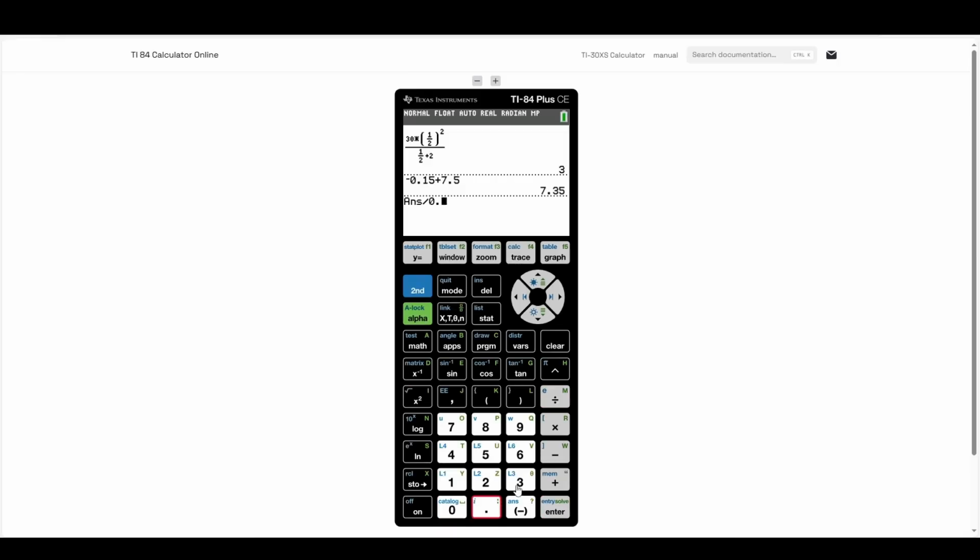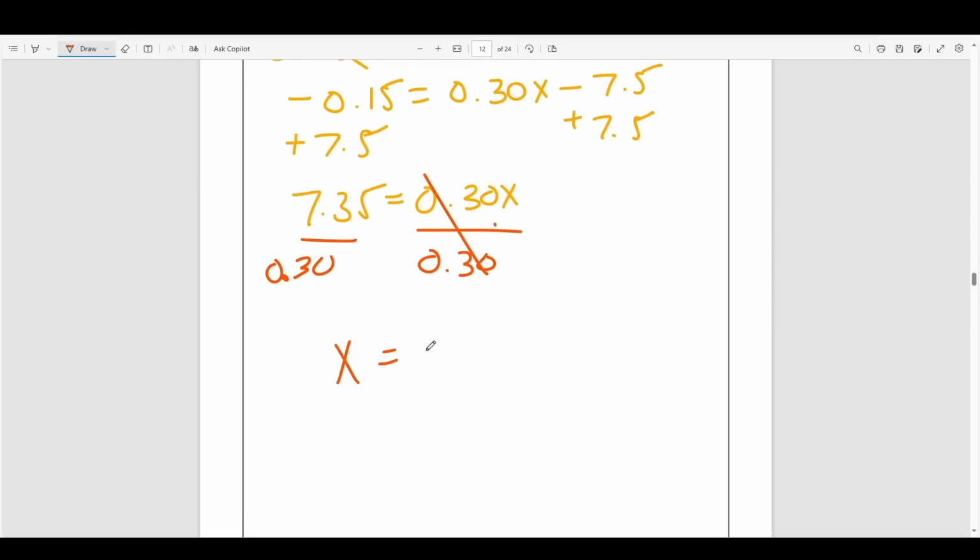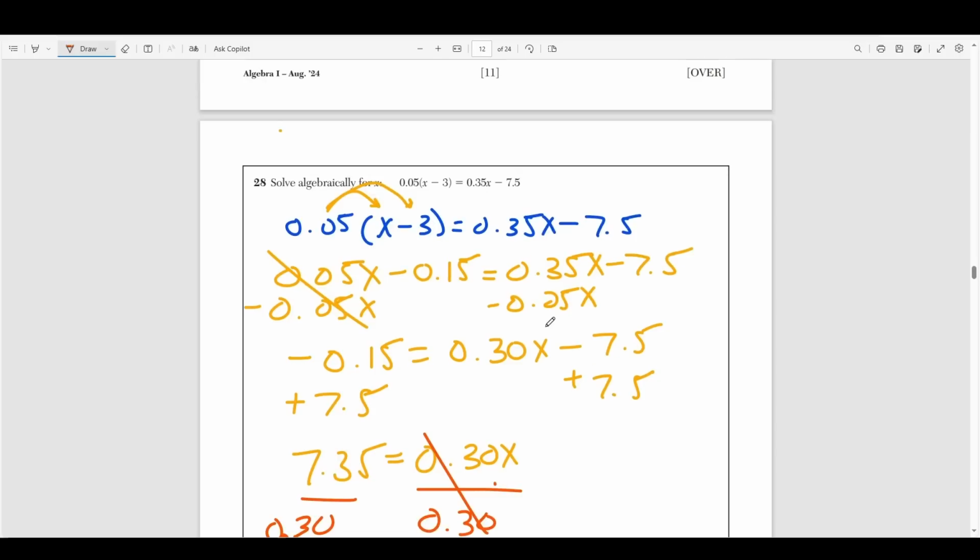7.35 divided by 0.30 is going to give me 24.5. So x is equal to 24.5. That's going to be my answer. It's very simple. Just combine like terms and don't get confused with the math.